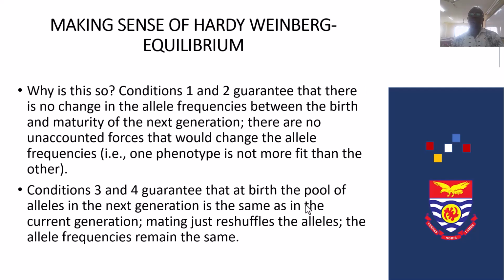So why is this so? Conditions 1 and 2 guarantee that there is no change in the allele frequencies between the birth and maturity of the next generation. There are no unaccounted forces that would change the allele frequencies. That is, one phenotype is not more fit than the other. Conditions 3 and 4 guarantee that at birth, the pool of alleles in the next generation is the same as in the current generation. Mating just reshuffles the alleles. The allele frequencies remain the same.